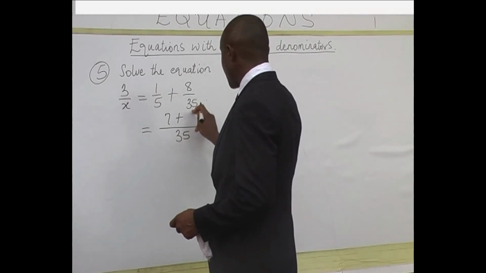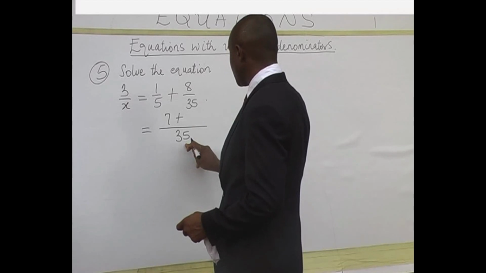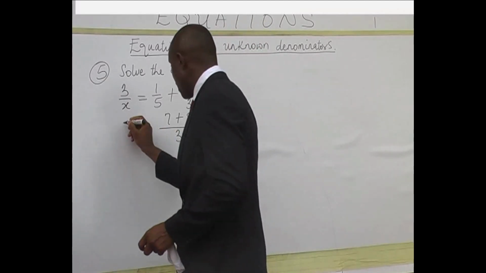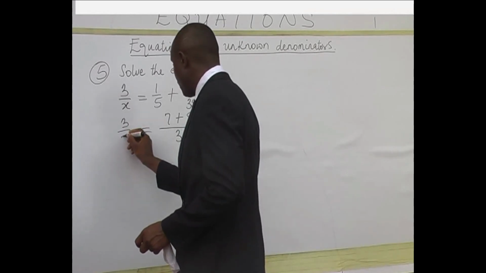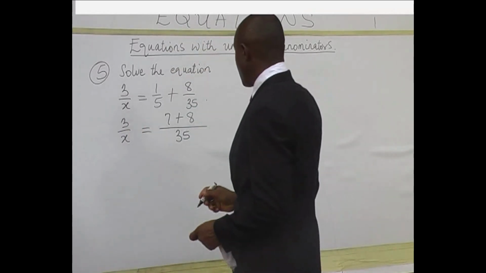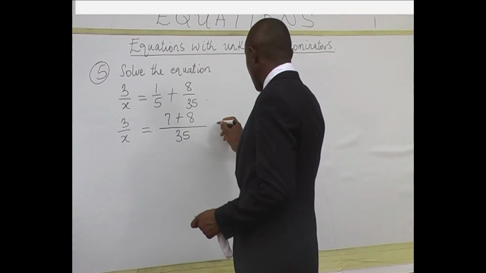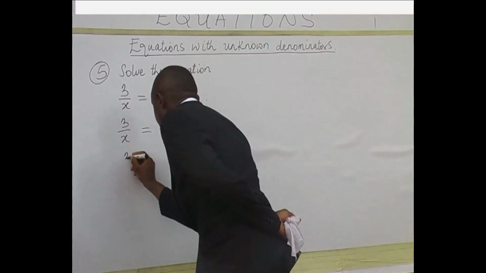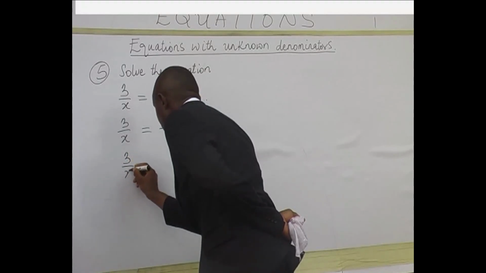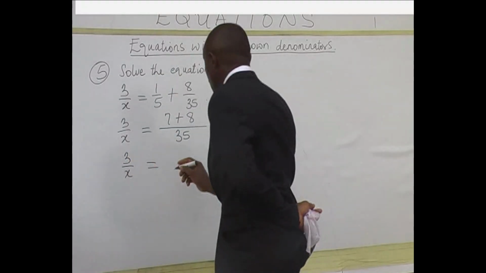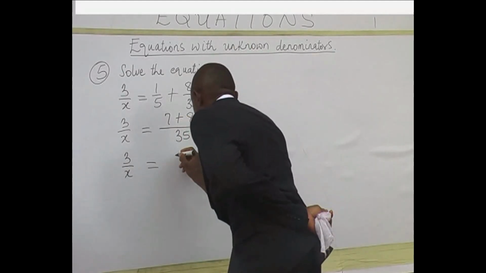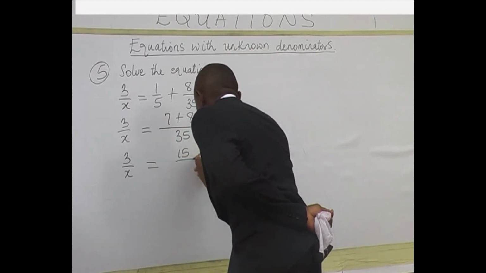Plus 35 divided by 35 is 1. 1 times 8 will give you 8. In the left hand side of the equation, you have 3 all over x. You can cross multiply. Or first of all, add 7 and 8. So you are going to have 3 all over x is equal to 7 plus 8 is 15. So I'm going to have 15 all over 35.